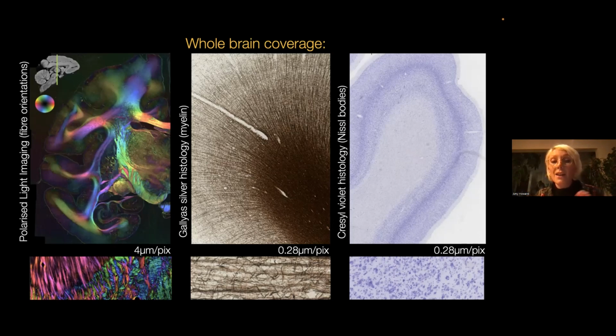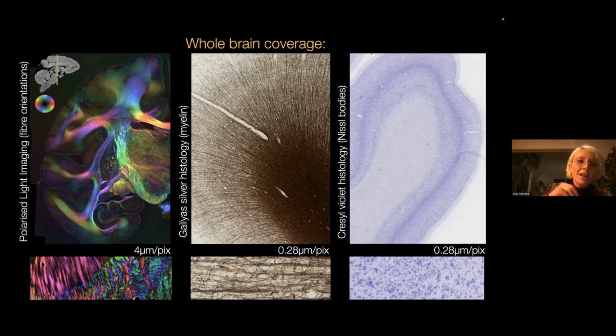In the middle, we have a Gallyas silver stain where myelin has been stained brown, where we can again visualize myelinated fibers, but also characterize myelin variation across the brain. And on the right, we have a cresyl violet stain where the cell bodies of both neurons and glia have been stained purple. And we see this beautiful variation across cortical layers. The histology was acquired with an order of magnitude higher spatial resolution of 0.28 microns, meaning that we can visualize single fibers and even individual cell bodies.